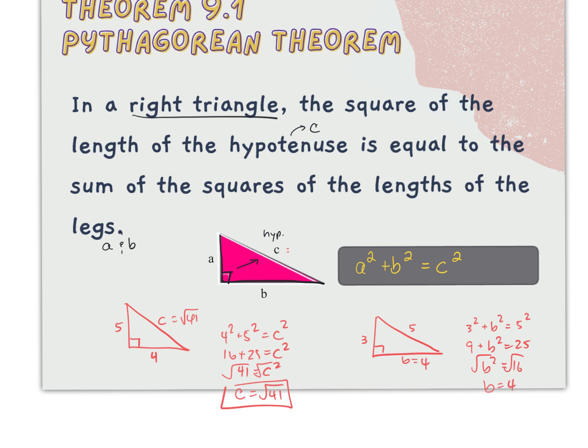So I can use the Pythagorean theorem to identify the hypotenuse or to identify a missing leg. What I just have to remember is which one is the hypotenuse. A and B can be switched up, but C cannot.